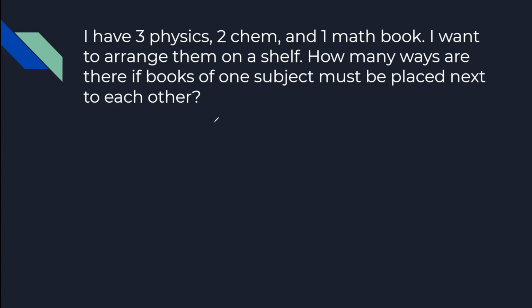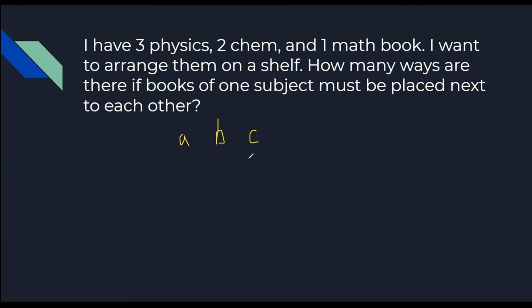Sorry, what? 6. Close, but can you explain your reasoning? Because for the first subject, there'd be 3 options. For the second, there's 2, and there's 1 for the last one. Yeah, okay, but you also have to keep in mind that within the physics books, you have 3 different physics books, right? So let's say you have physics book A and physics book B and physics book C. You can arrange these in multiple different ways.